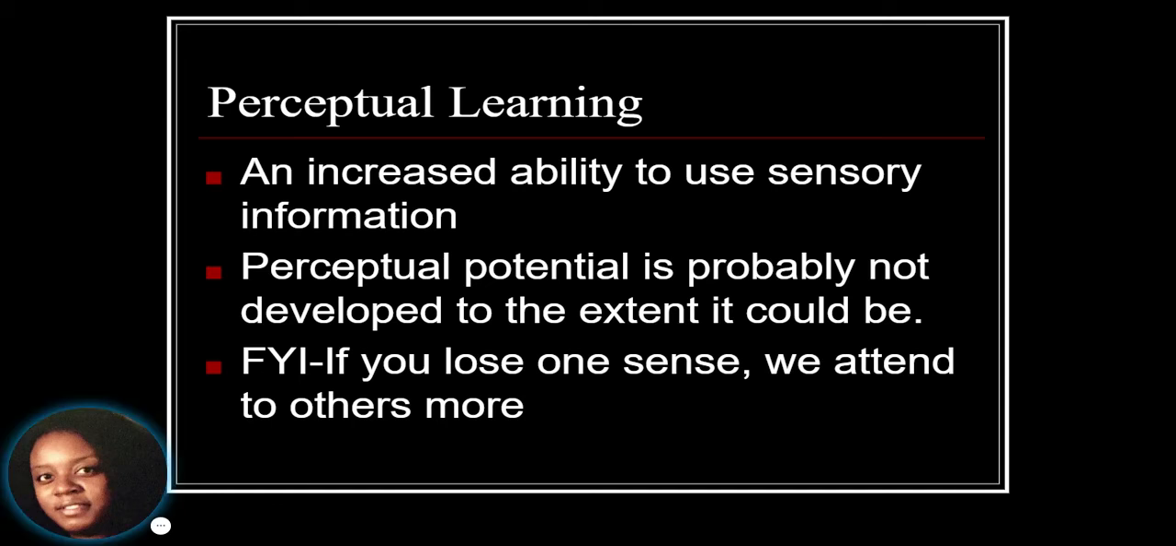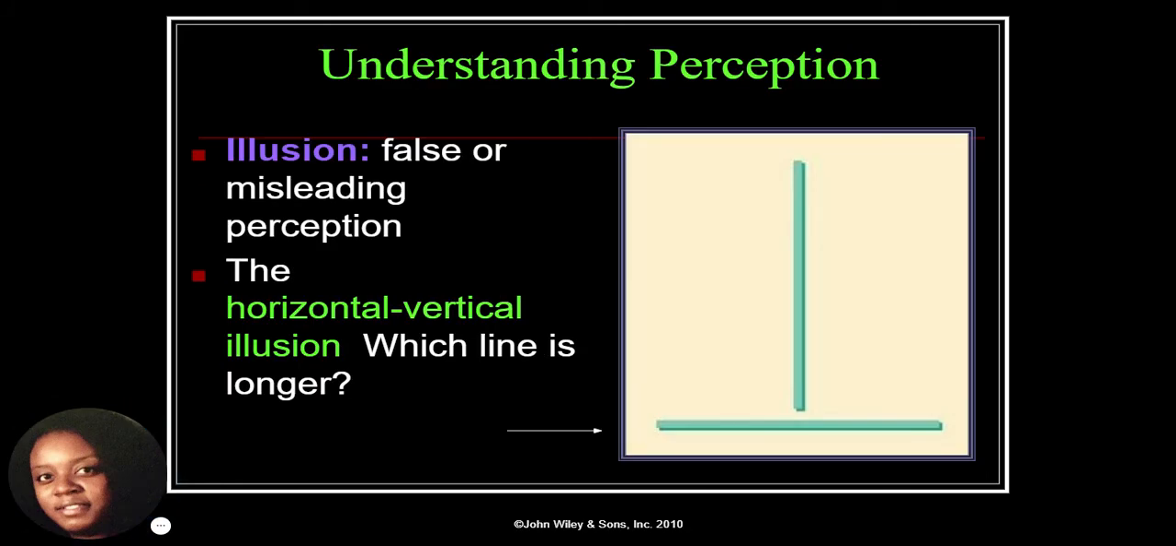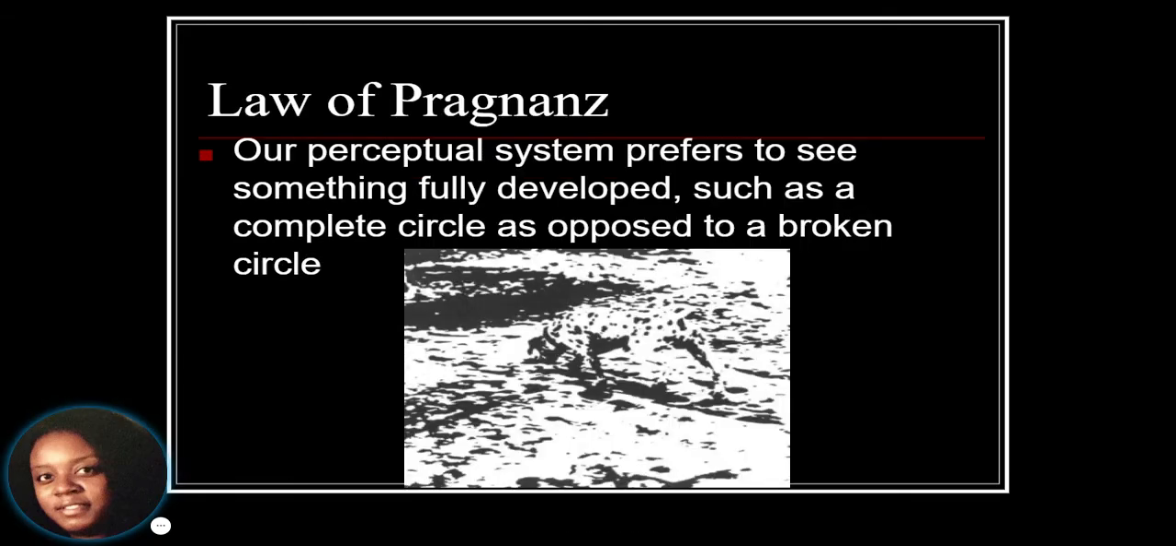Perceptual learning is our increased ability to use sensory information. If you lose one of your senses, others will try to overcompensate. When it comes to our understanding of perceptions, an illusion is a false or misleading perception, such as the horizontal vertical illusion. If you look at these two lines, one of them looks longer, right? When in reality, it's an illusion. They are both the same length.